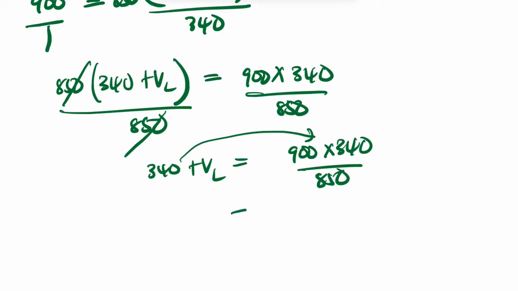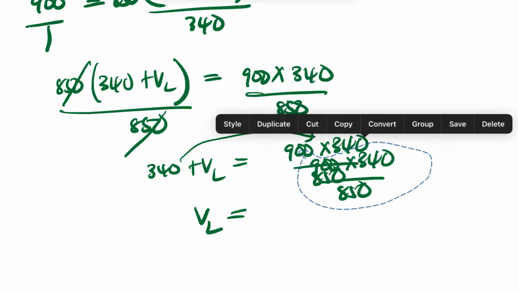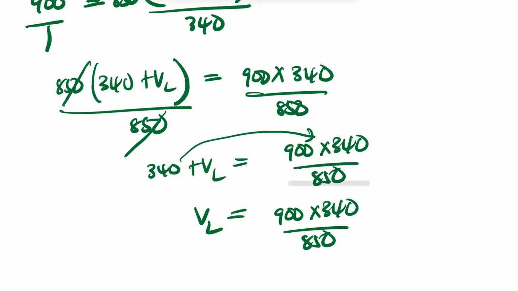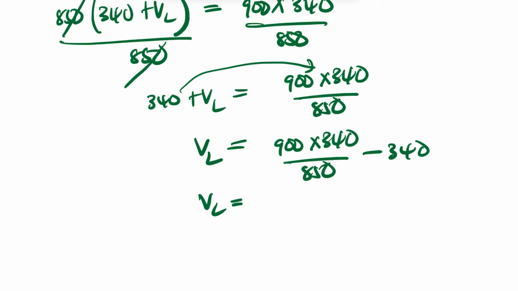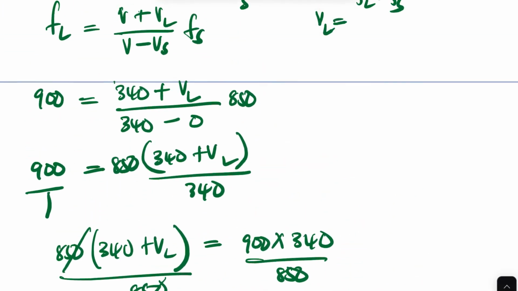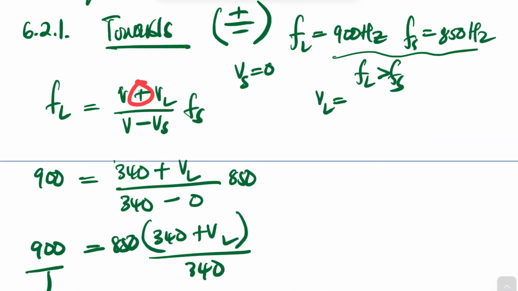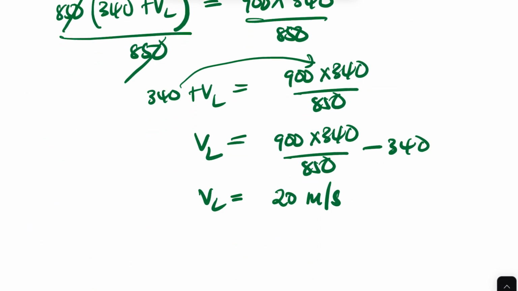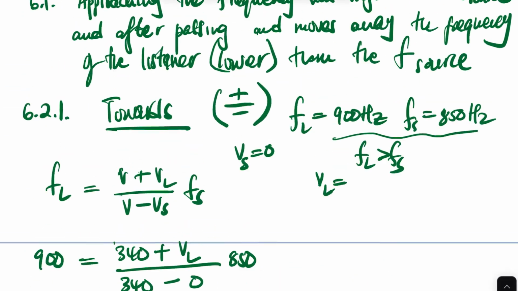And then I transpose to that side, so I have VL is equal to, just duplicate this, and then I'm going to minus the 340 there. So if you punch that in the calculator, you have the answer that is 20 meters per second. Even if you were using away, guys, here you use the plus, the minus, and the plus here. You have the 800 here and then 850 there. It will give you the same answer, which is 20, right?